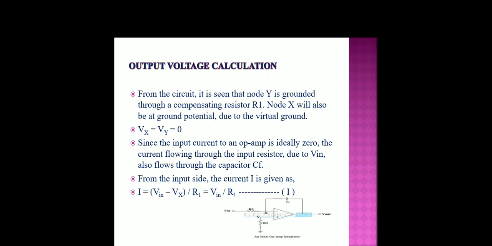Now from the input side, the current I can be given as I is equal to Vin minus Vx, the input voltage minus the potential at the X point, that is Vx, divided by R1. As I is equal to V upon R, the input side current is given by the equation I is equal to Vin minus Vx divided by R1. Here Vx is already, we have said, 0. Therefore I is equal to Vin divided by R1. This is equation number 1.